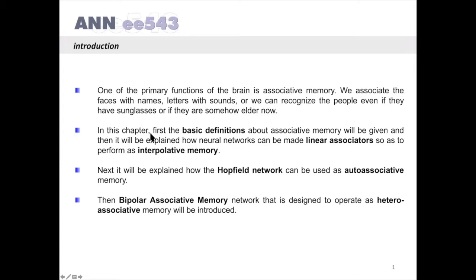In this chapter, first the basic definitions about associative memory will be given, and then it will be explained how neural networks can be made linear associators so as to perform as interpolative memory. Then it will be explained how the neural network can be used as autoassociative memory. Then a bipolar associative memory network that is designed to operate as heteroassociative memory will be introduced.